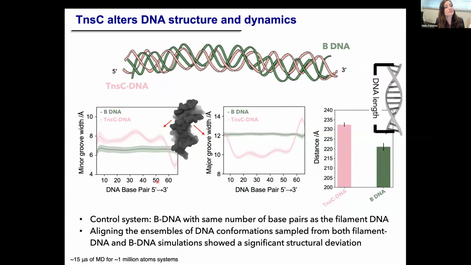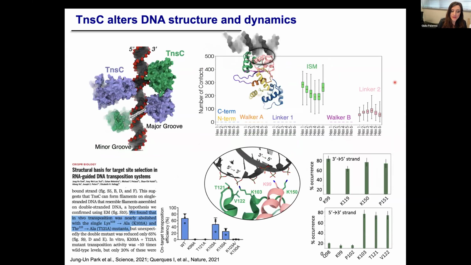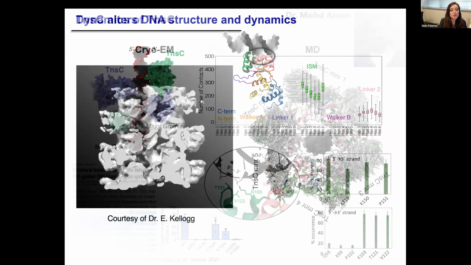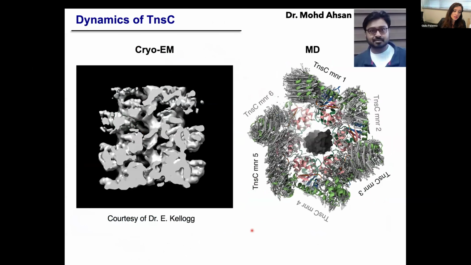So we performed molecular simulations of a very long filament of TnsC bound to DNA, and we observed that in the presence of TnsC, we have a distortion of the DNA, as you can observe in different DNA parameters: minor groove, major groove, DNA length. The DNA is remarkably longer in the presence of TnsC. We also observed that TnsC establishes very critical interactions with the backbone between these particular residues that, if mutated to alanine, hamper DNA transposition.